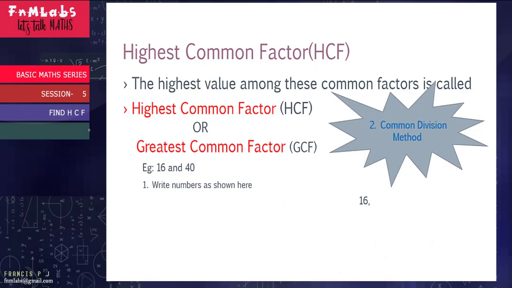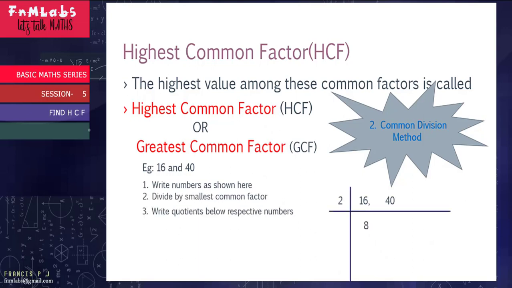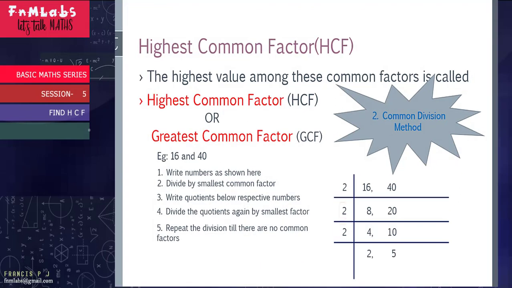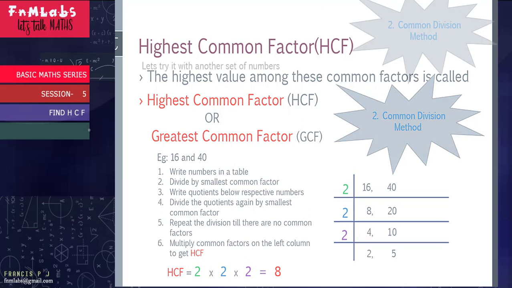For this, we write the numbers as shown here, divide by the smallest common factor, and write the quotients below the respective numbers. So we get 8 and 20 by dividing 60 and 40 by 2. Now divide the quotients again by the smallest factor. So we get 4 and 10. Then repeat the division till there are no common factors. So you get 2 and 5, which are prime to each other. There are no common factors between them, so we stop here. We multiply the common factors in the left column to get the HCF. So we get 8 as the HCF.